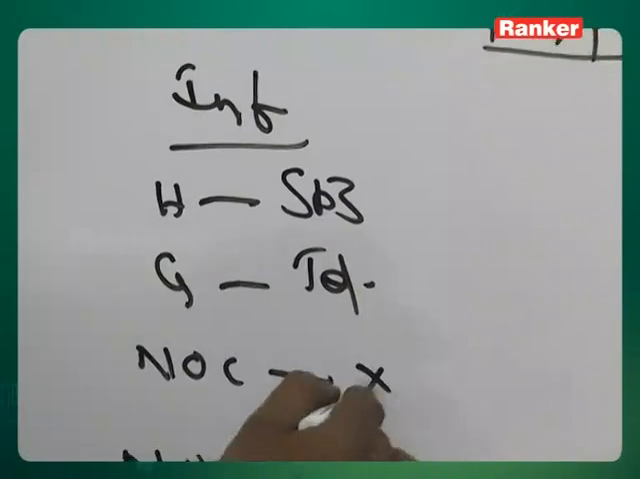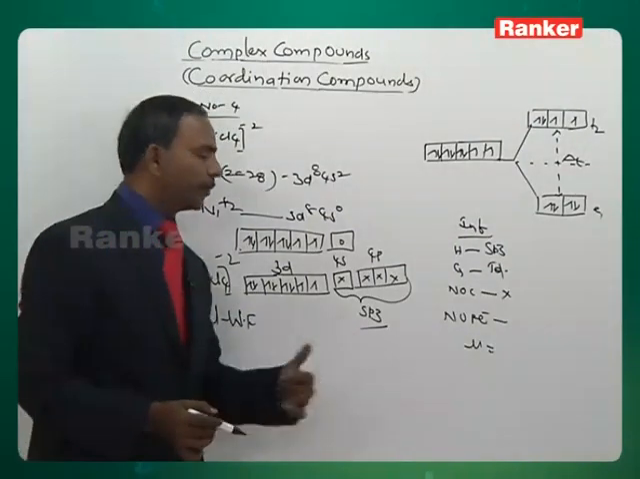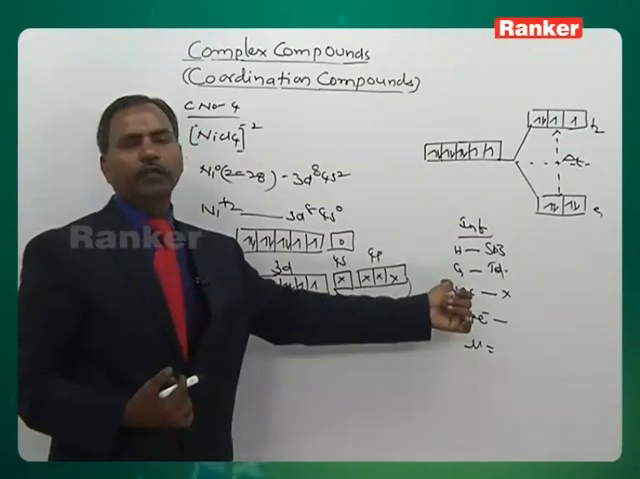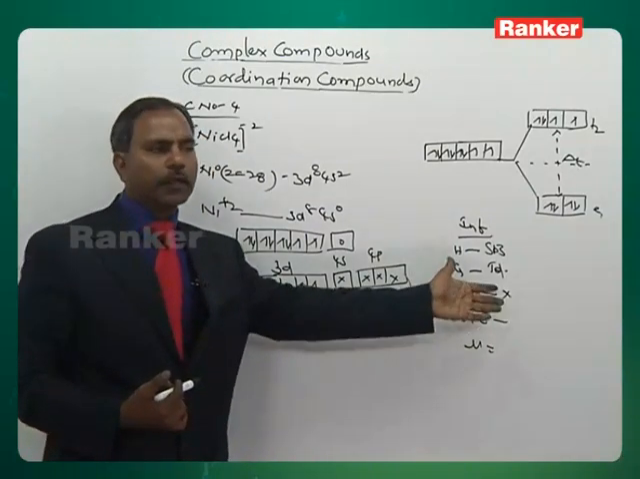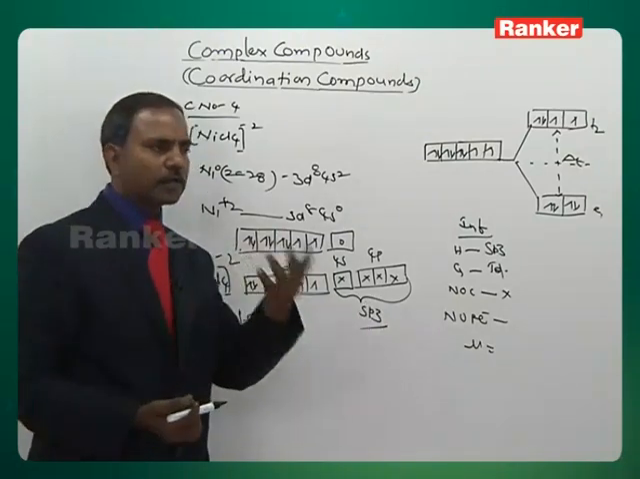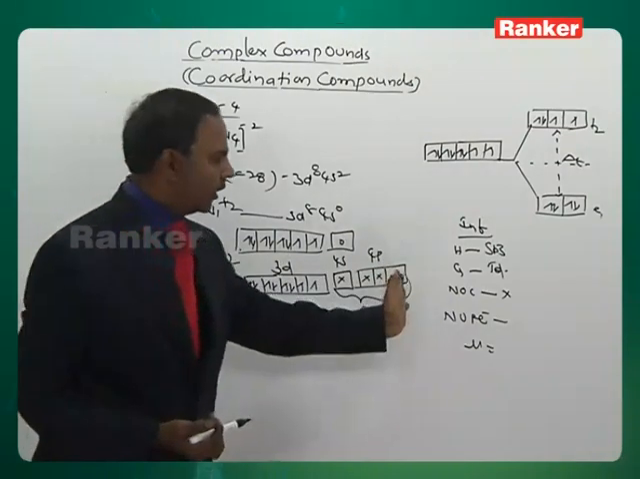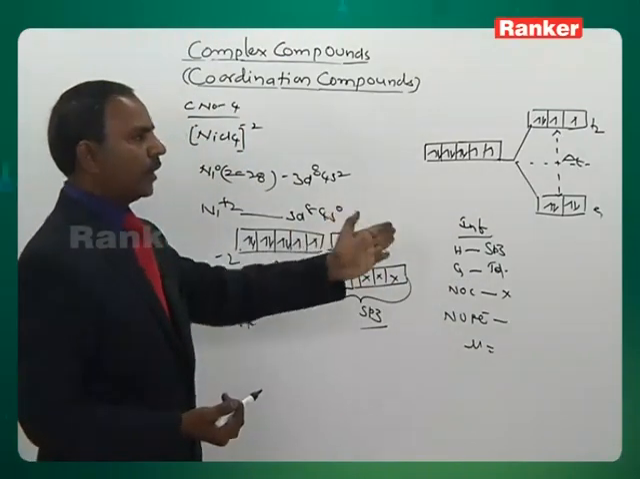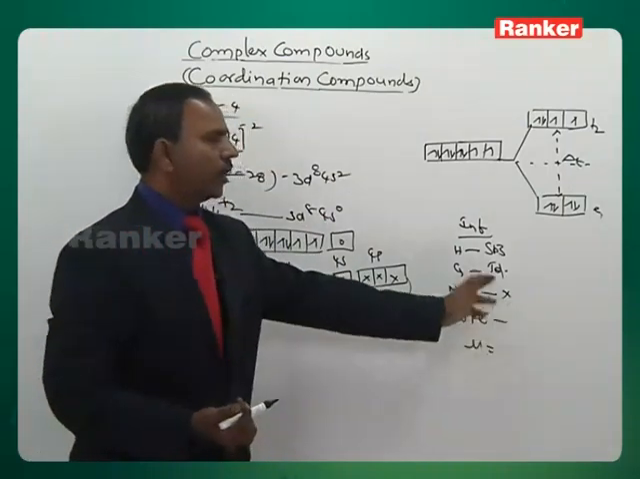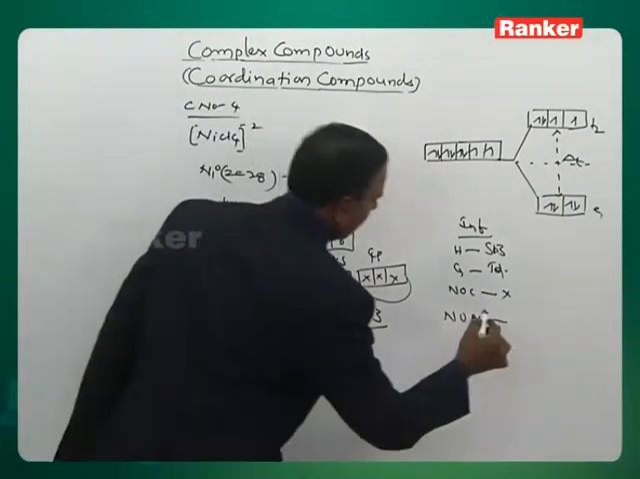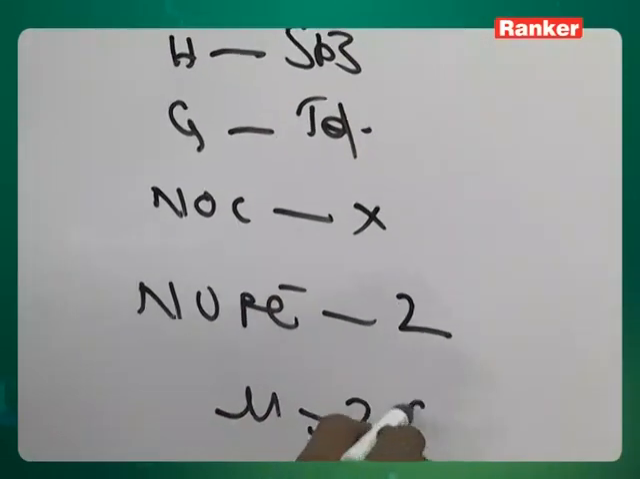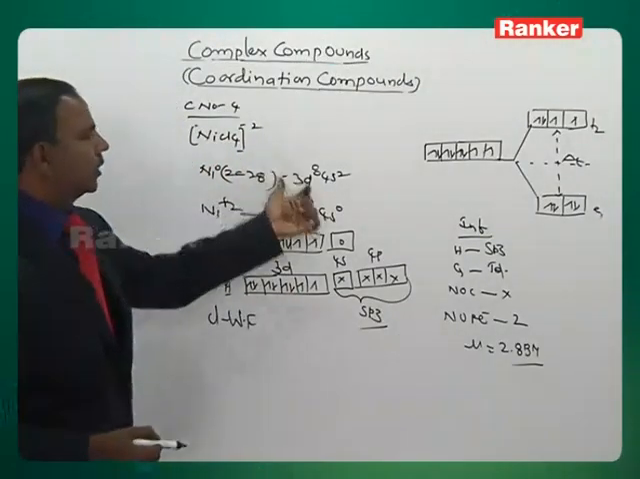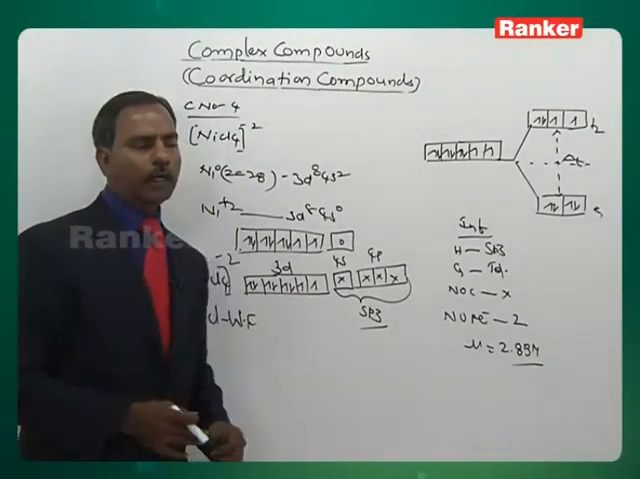Coming to the nature of the complex, leave it, we need not say anything. Why? Wherever 3d is involved, we said inner orbital. Wherever 4d is involved, we said outer orbital. But here there is no participation of any d orbital. Let us say it is not an inner orbital complex, not an outer orbital complex. It is tetrahedral geometry and sp3. Therefore, you don't say either inner or outer here. Coming to the number of unpaired electrons, it is 2. The magnetic moment comes to be 2.8 BM. This is the information about this particular nickel tetrachloride complex.